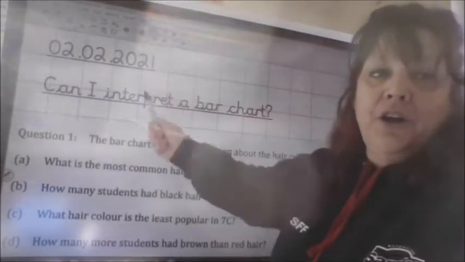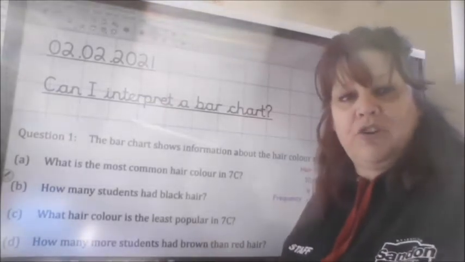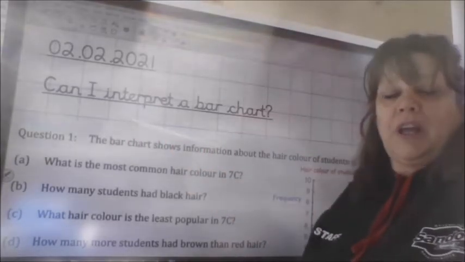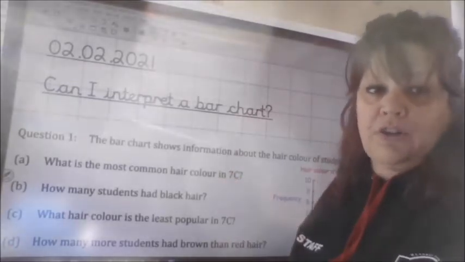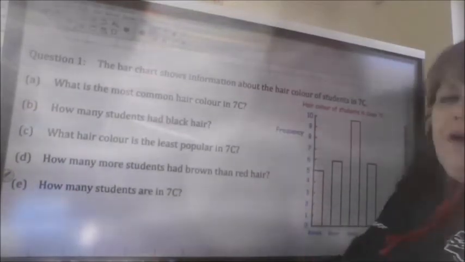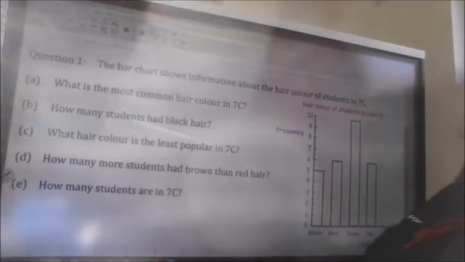And we're going to have a little look at today's work. Now, our learning question gives us the clue what we're going to be looking at, some more statistics today. So we're going to be interpreting a bar chart. We were looking at line graphs last week. We're going to have a little look at a bar chart today, about the colour of hair of students in class 7C.